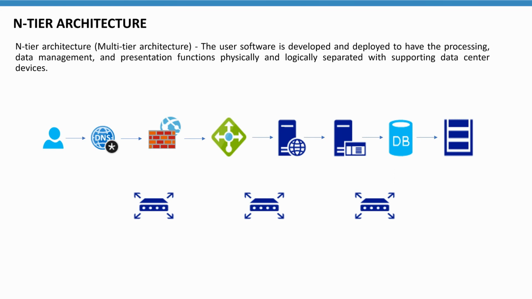Multi-tier architecture. Look at this diagram. The user wants to request something out of the database. He goes through DNS, firewall, load balancers, web application servers, database, then he goes to the storage. It's a good example for the OSI model. You can see the type of multi-tier architecture in the cloud when we go through further sessions.